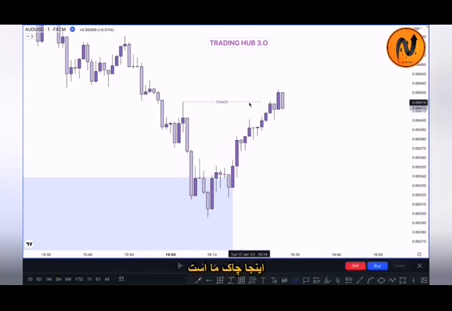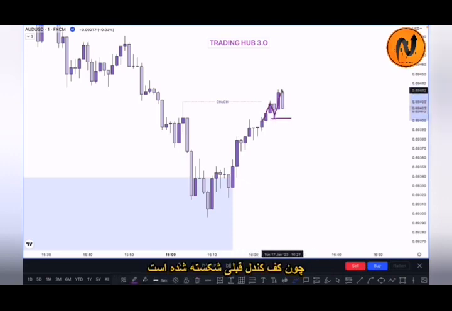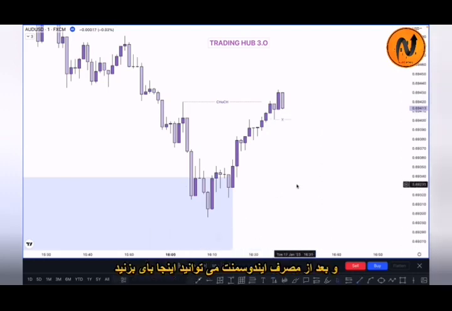And this one is our change of character. Where is our pullback? This low. Why? Because the previous candle low was taken out. So this is our valid inducement. After taking out the inducement, you can buy here.